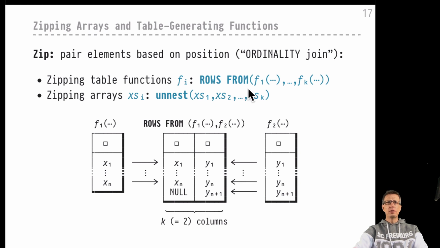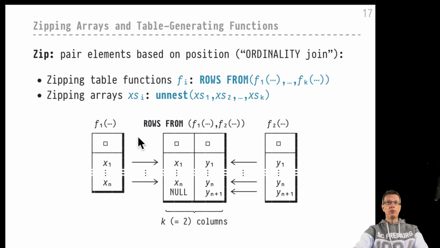And rows from takes several parameters, up to k parameters, some integer number of parameters here, and each of these parameters would be set returning functions. Rows from would evaluate these set returning functions. These would yield, of course, tables of results.